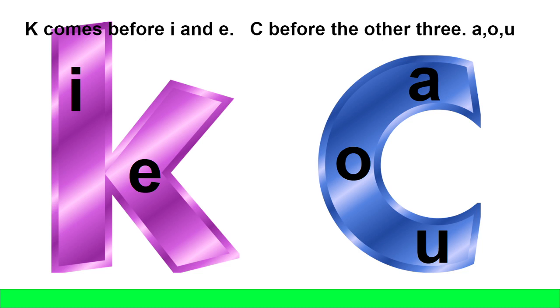When you're reading or spelling, I want you to remember this phonics pattern. K comes before I and E and C before the other three, A, O, and U. And I know that you are going to remember and do a wonderful job.